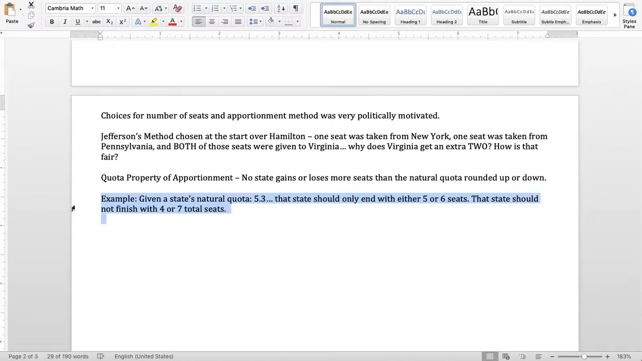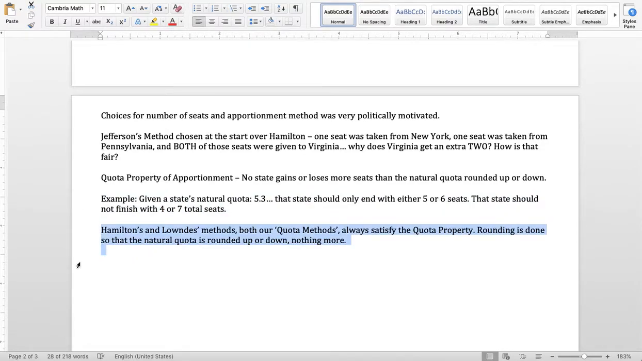So as an example, say a state's natural quota is 5.3. If we're rounding, you either get 5 or you get 6. They should not end up with 4 or 7. If they ended up with 4 or 7, that would be a violation of the quota property. You end up with more than your fair share.